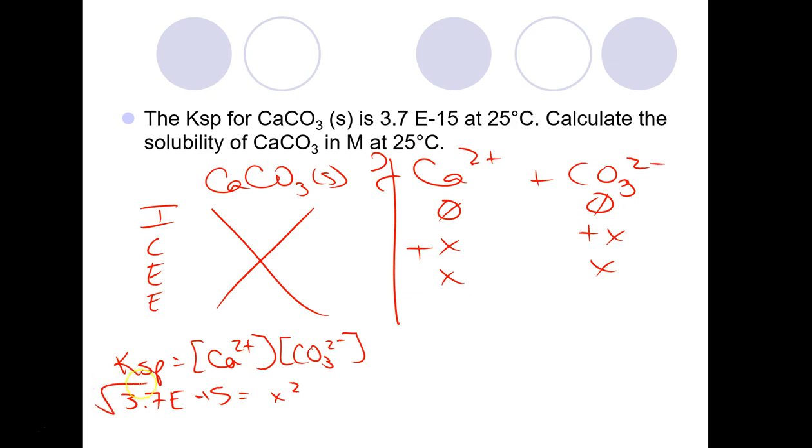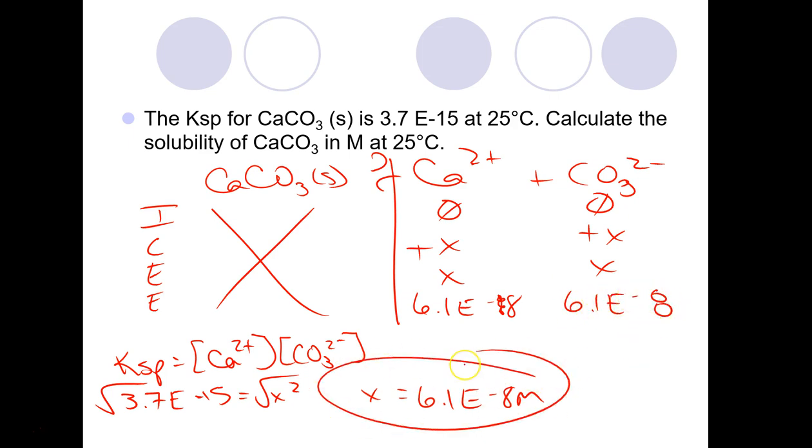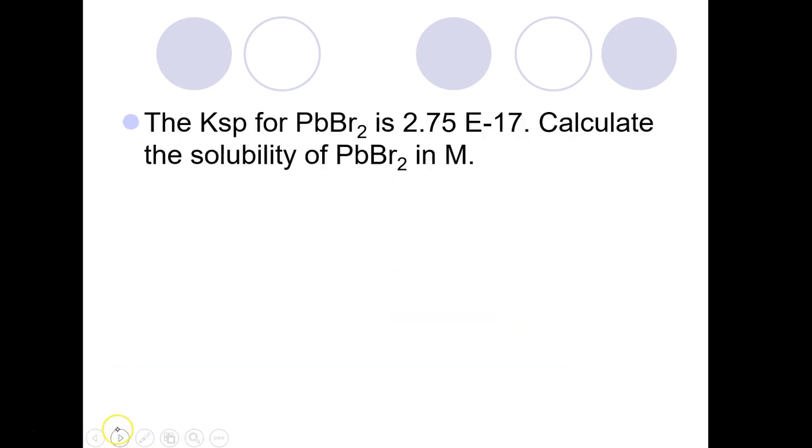All I'm going to do is take the square root. You get 6.1e-8. And that goes here. Not 18, 8. And this is the solubility. Okay, so it's not so bad. It's a little bit harder, but generally speaking, it's not too bad. It's not as hard as what you guys might be used to. So this one's a little bit harder.